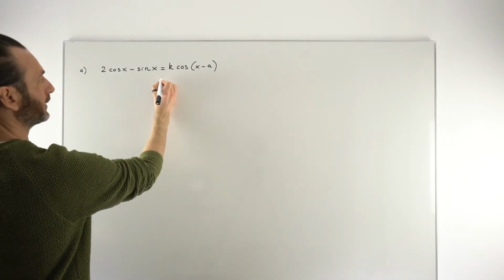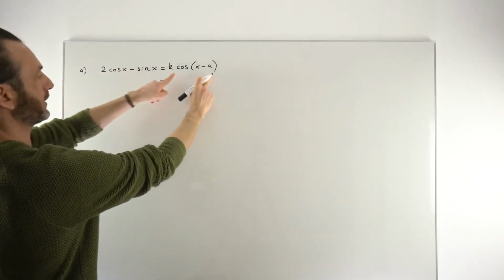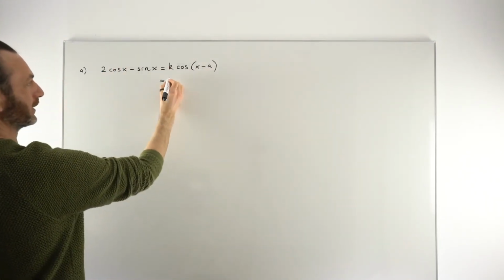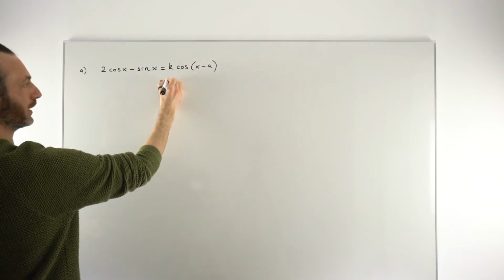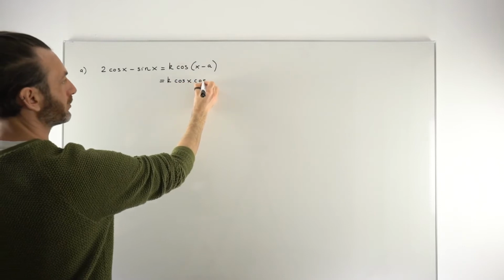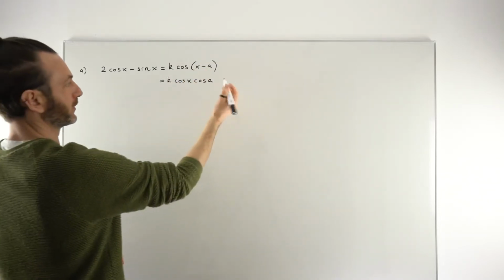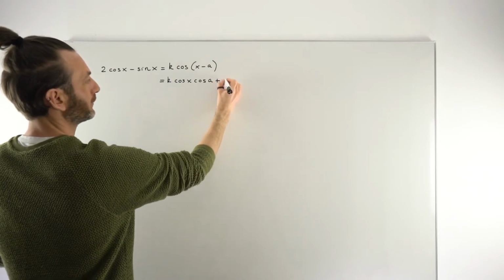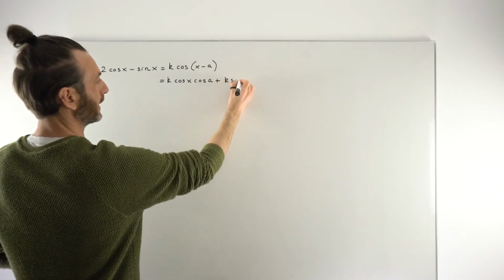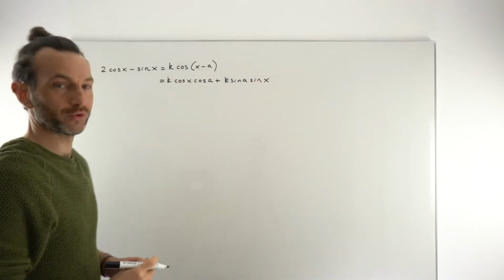So we're going to expand this right hand side. Just to back up, it's a good idea to set these equal and then expand this right hand side according to the addition formula. So this becomes k cos x cos a. Remember that for the minus addition formula, that turns into a plus. So it's going to be plus k sin a sin x. So that is just copying carefully what is on the formula sheet.